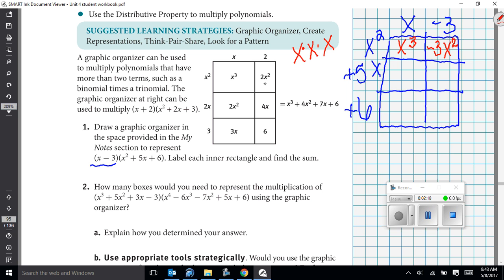Now we're looking at this box, so what goes in this one? In this box. This last one. Perfect. All right, so now we're going to add up our like boxes.